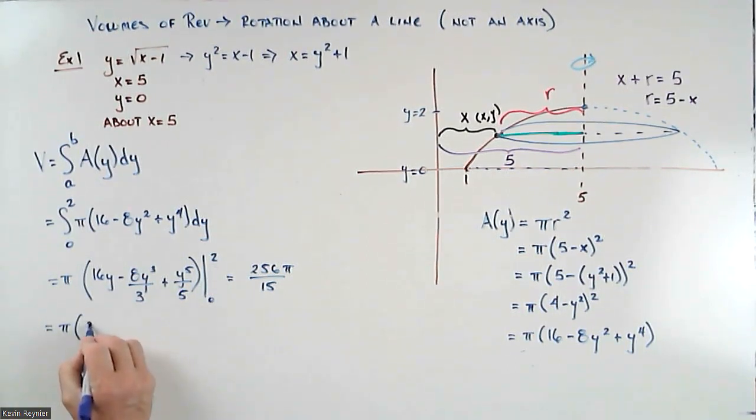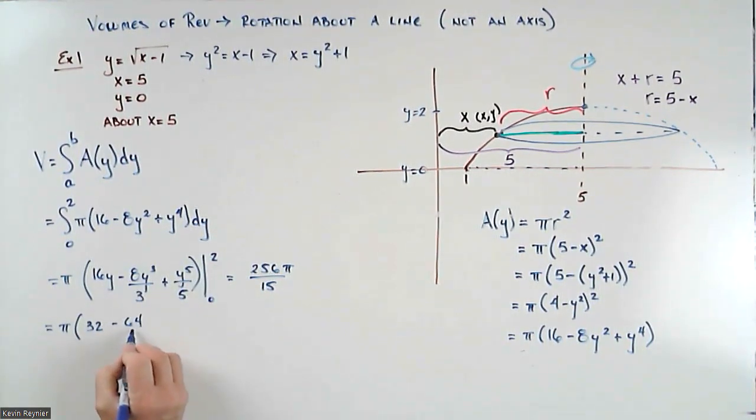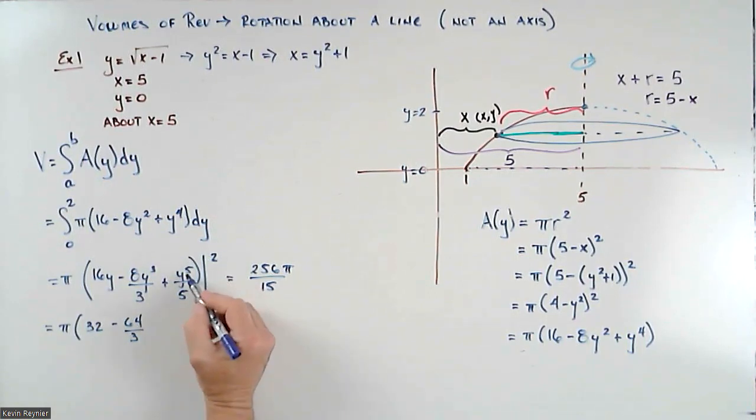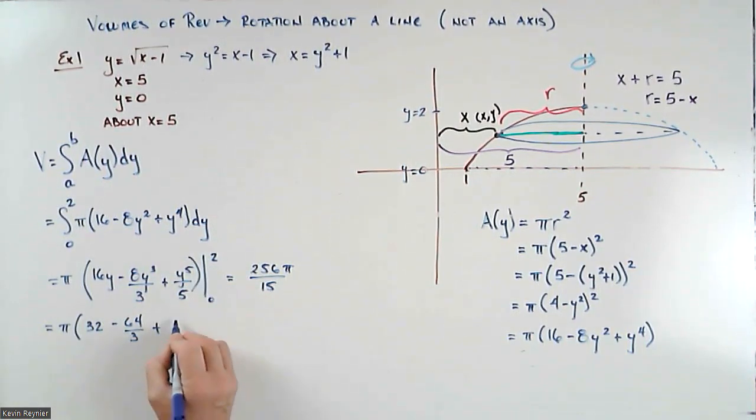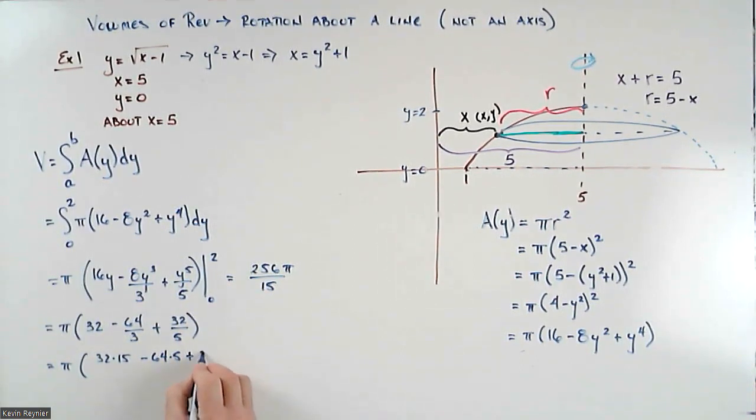So we're going to have 32. This is going to be 8 times 8. That's going to be 64 over 3, right? And here we have 2 to the 5th. That's going to be 32 over 5. So again, our common denominator is going to be 15. This is going to be 32 times 15. We'll just write it like that and hope something good happens for us. Here we're going to have 64 times 5. And here we're going to have plus 32 times 3, right? And all this is going to be over 15.